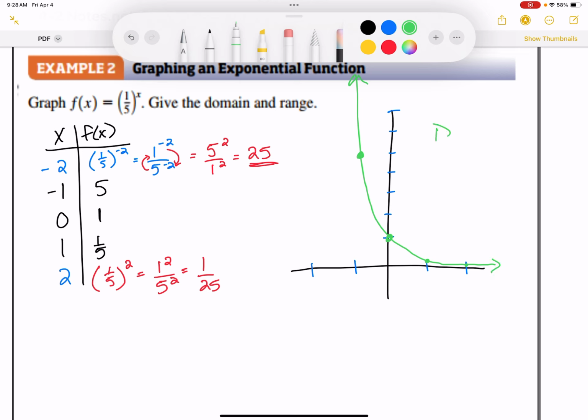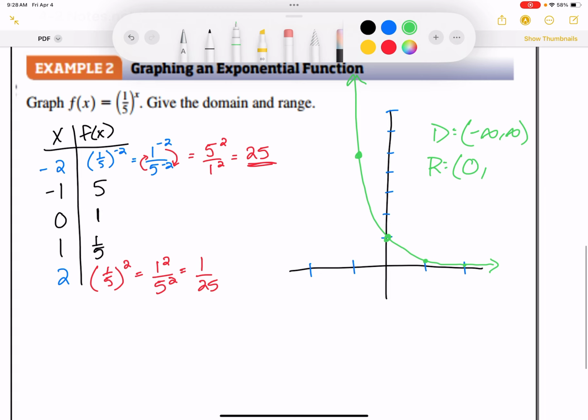And then domain, well, from -infinity to infinity, right? Because it goes left forever and it goes right forever. Range, well, it goes to 0. Can it equal 0? No, can never equal 0. So 0 is the smallest it can be, but it can't be 0. It can just get infinitely close to 0. So we put the, not equal 0, parentheses. And then to infinity because it's going up forever.